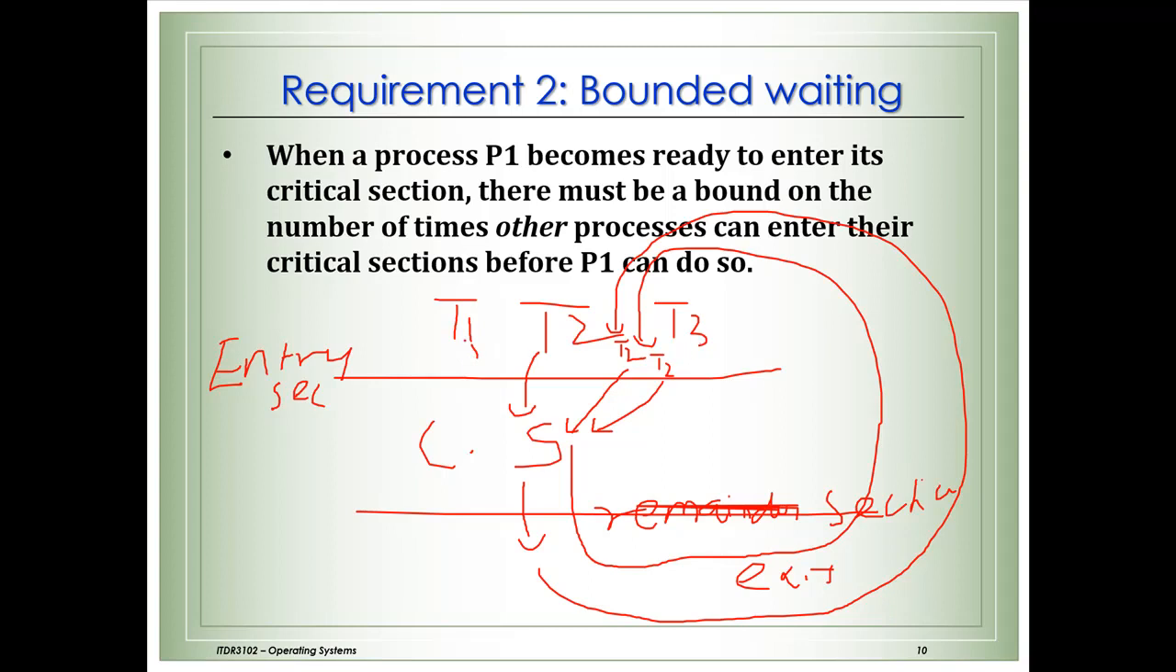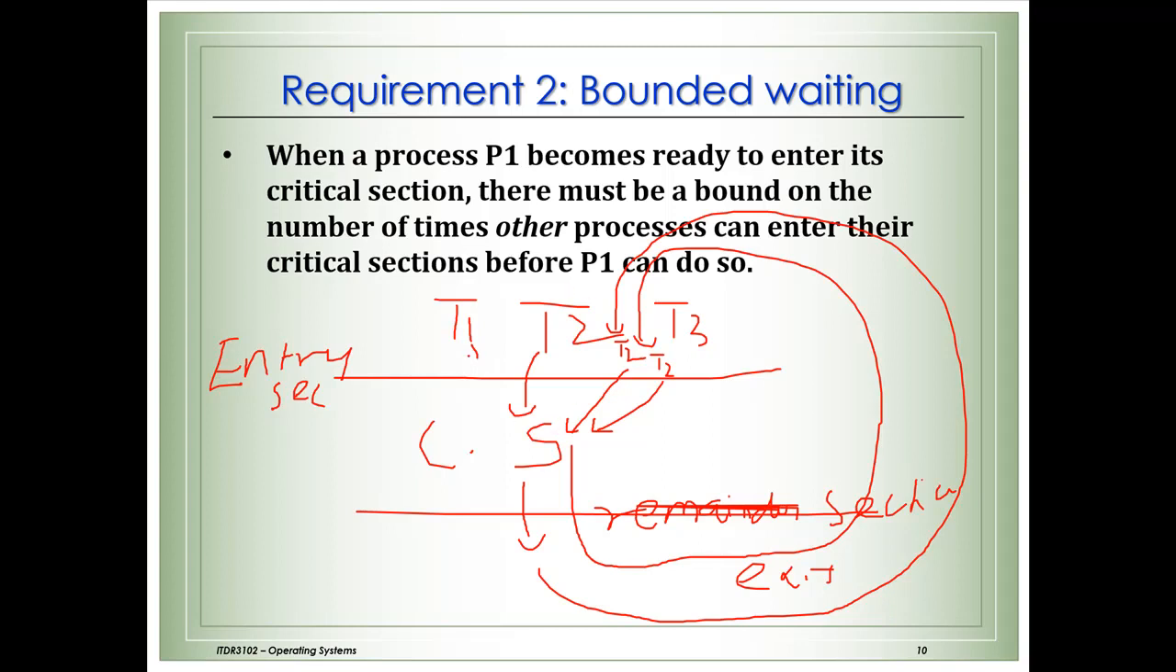So this is called starvation. Understand? Some threads get the preference, some threads don't get the preference. Some threads just get the chance continuously and run in the critical section.